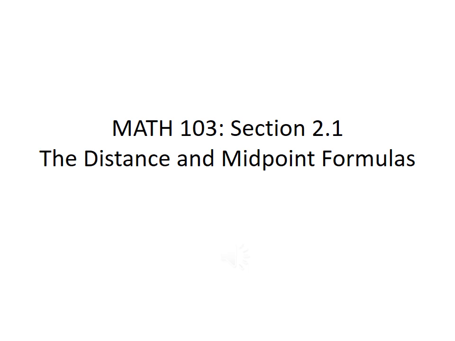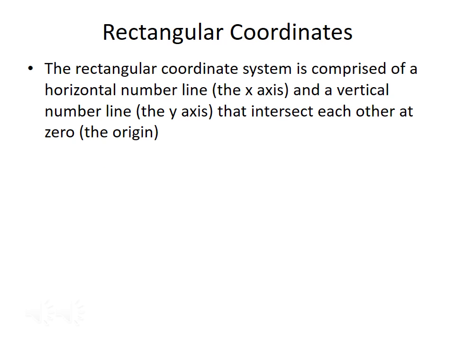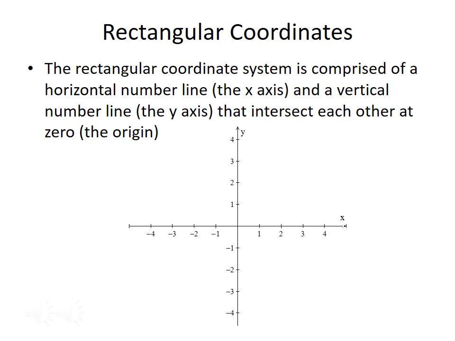In this lecture, we're going to talk about the distance and midpoint formulas. Before we can talk about the distance and midpoint formulas, we need to discuss rectangular coordinates. So, the rectangular coordinate system is comprised of a horizontal number line, which we call the x-axis, and a vertical number line, which we call the y-axis, that intersect each other at 0, which is called the origin. So when we graph in rectangular coordinates, we use a set of axes that look like this.